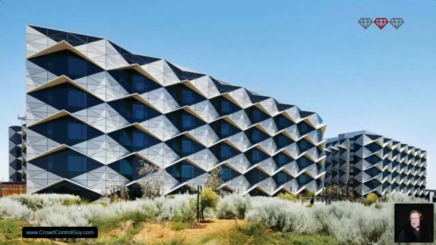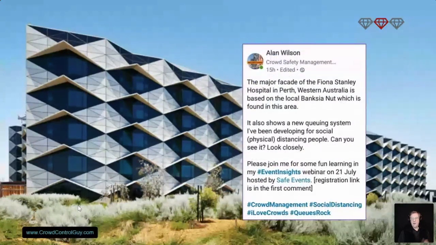This is the Fiona Stanley Hospital next to Murdoch University. It's 4Ks down the road. It's built in an area with the Banksia trees, and a facade is designed on the Banksia nut. Diamonds. Turn the zigzag around on its side, and I put it out on LinkedIn. If you look to the right of this and look at the building on the right, you can sort of see a new fencing system as well.